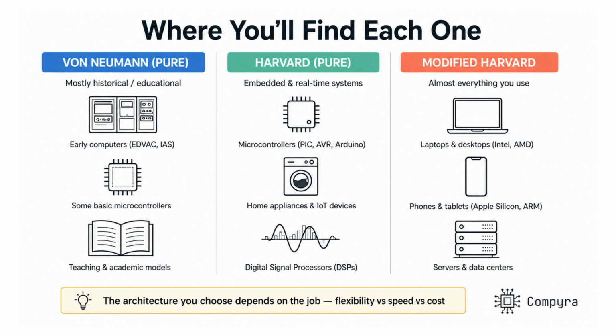And then there's modified Harvard, where almost everything you actually use lives. Your laptop, your phone, the servers behind every website you visit, all of them use the hybrid we just talked about. Von Neumann RAM on the outside, Harvard-style split caches on the inside.